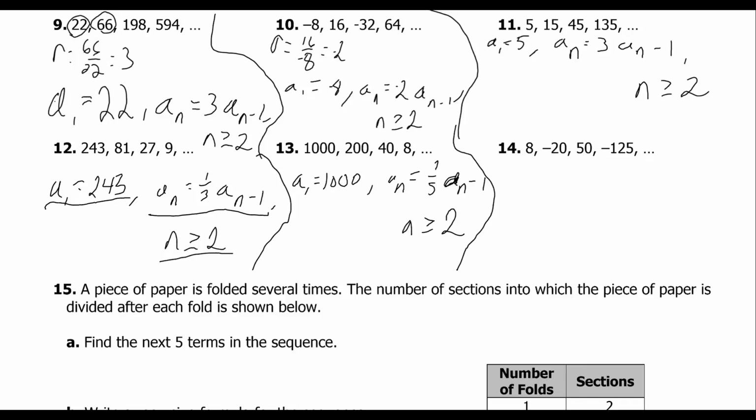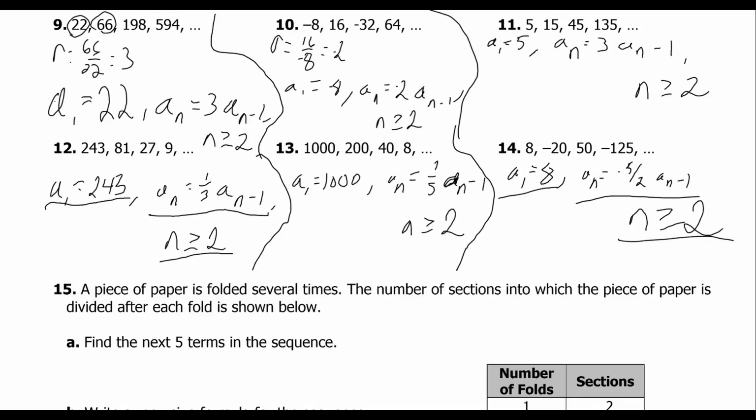Alright, last little problem here, number 14. Alright, so A sub 1 equals 8. And then let's see, negative 20 divided by 8 is going to be negative 5/2. So what we need to do is say that A sub n equals negative 5/2 of A sub n minus 1, where n is greater than or equal to 2. 1, 2, 3 pieces. Done.